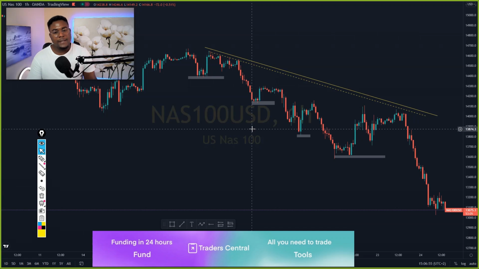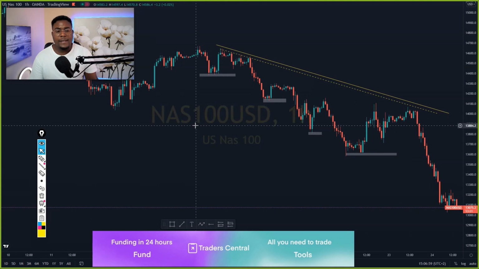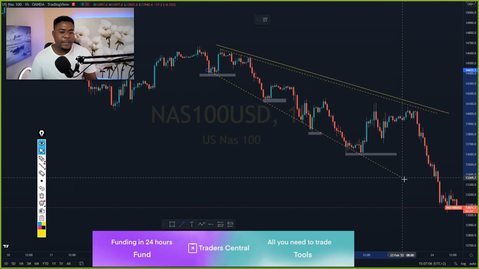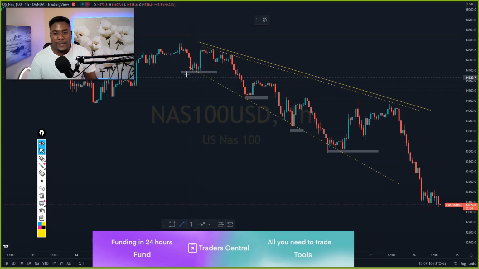So what we see is the market created something like that. Can we connect that? Yes, it's possible to connect that, and it's way too easy. We're just going to apply again, you can see we're just going to apply the resistance line, which is quite simple.